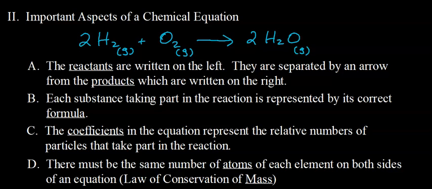Something else to notice too, it's not in the notes, but underneath the formula of each substance, I've written a G. So we also want to indicate the state of matter of each substance involved in the reaction. So hydrogen is a gas, oxygen is a gas, and the water that's produced, because of the exothermic nature of this reaction, is water vapor. So it is a gas as well.